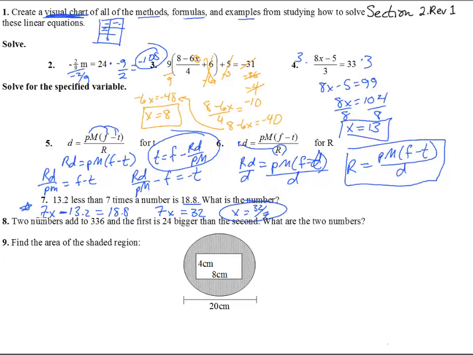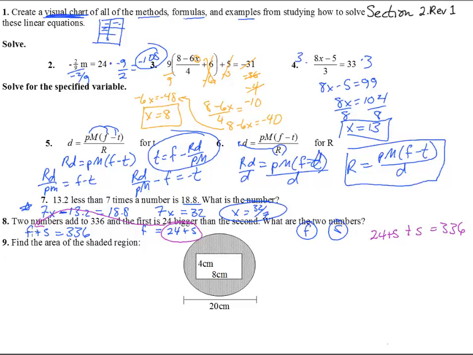That'll work. Number 8. Two numbers add to 336. The first, I'm going to put f for first, is 24 bigger than the second. So what are the two numbers? I'm picking f for one variable, s for the other one. So the two numbers, f plus s, add to 336. So we're going to do a little substitution here. Take this 24 plus s. This is what f equals, and we stick it right over there in that f. Whooshing, just like that. And so we get 24 plus s plus s equals 336.